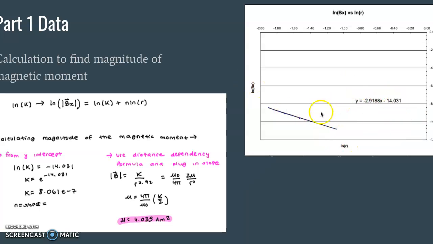The values of our line were then used to create calculations so that we could find the magnitude of the magnetic moment, which is depicted by mu. By using the slope and y-intercept, we were able to get mu equal to 4.035 amperes.